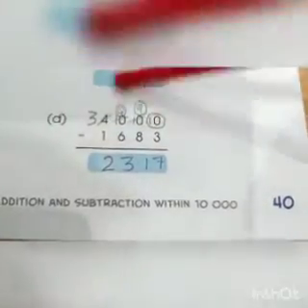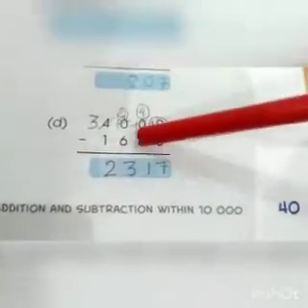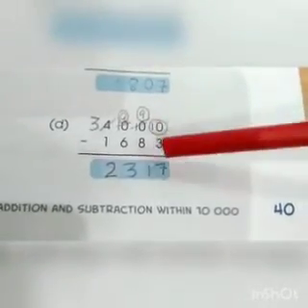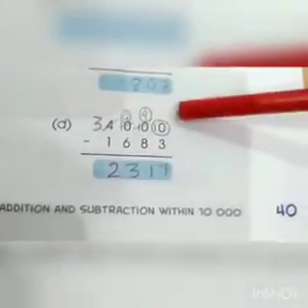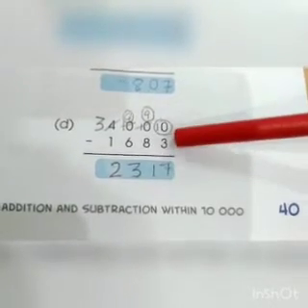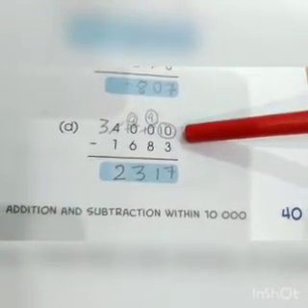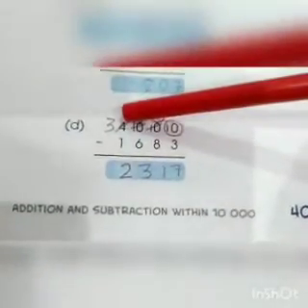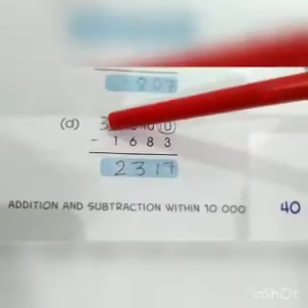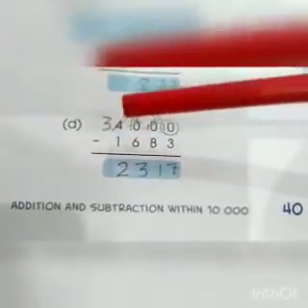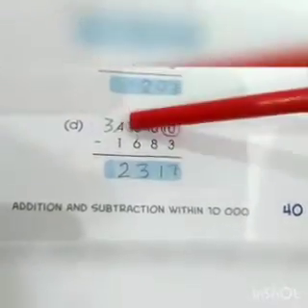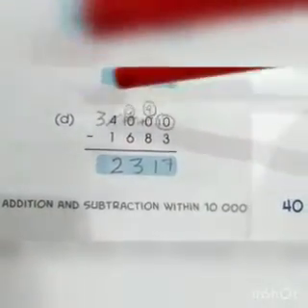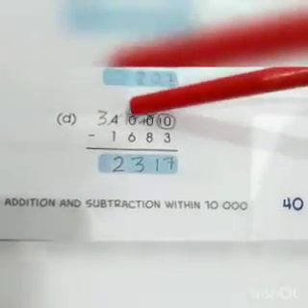Part B. 4000 minus 1683. Class, 0 ones is less than 3 ones. We need to borrow from 4. 1000 into 10 hundreds. Now 4000 is equal to 3000 and 10 hundreds.